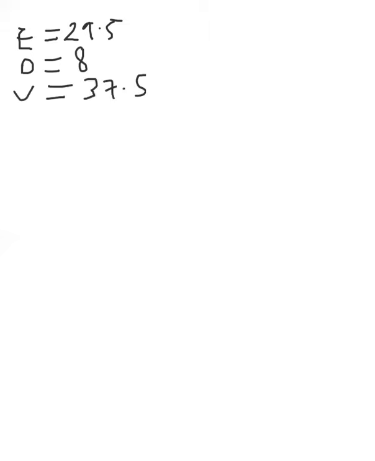So the first question is, what is the company's debt to equity ratio? So A, debt to equity ratio is the same as 8 over 29.5, which is 8 divided by 29.5. And that gives you 0.2. So round off to 2 decimal places, 0.27.